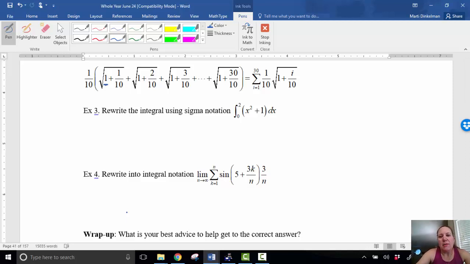Okay, so let's talk about this example 3. Again, let's talk about what's happening with delta x. And we're trying to rewrite the integral. That delta x is really terrible. Let's try again.